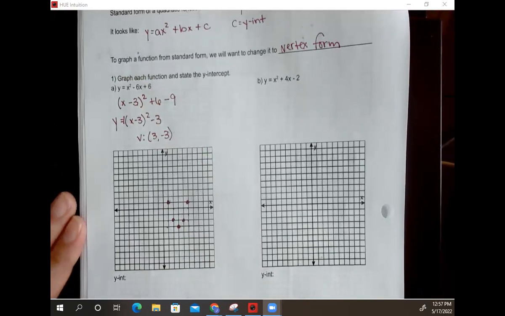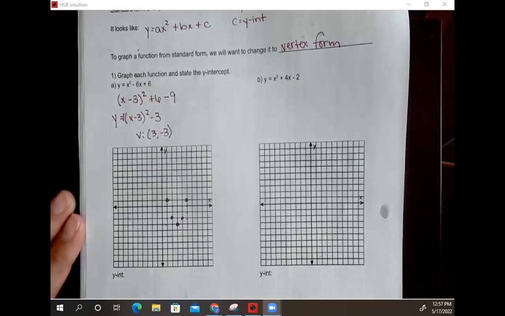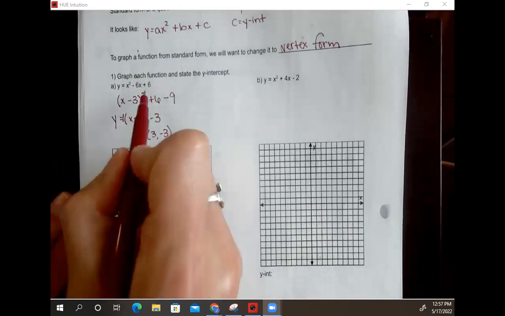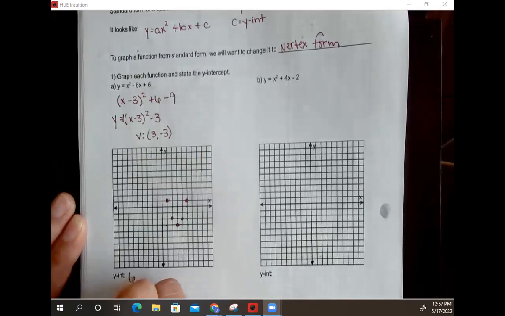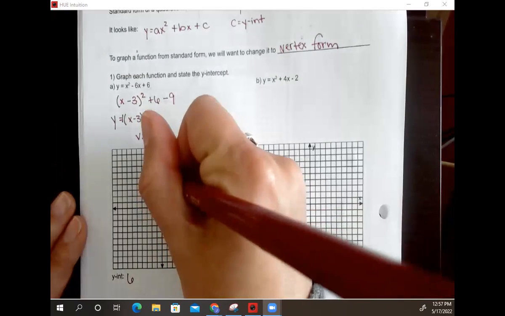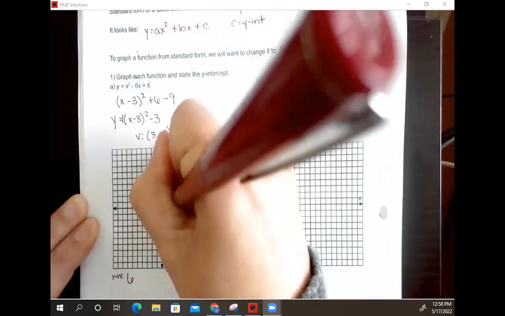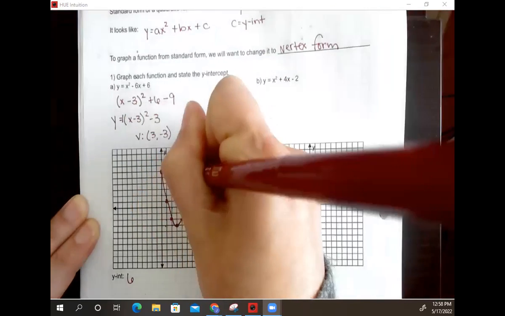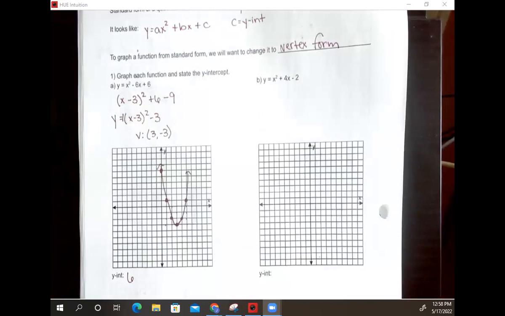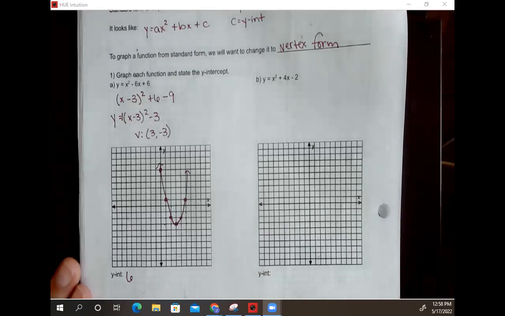I also know, because I had standard form to start with, the y-intercept for this function. So I've got the vertex and I use that to graph. What was the y-intercept for this thing? 6, yeah, that guy right there, 6. So if I wanted, I could also plot the y-intercept. 1, 2, 3, 4, 5, 6. And then connect our points. So we have our sketch of our parabola. Questions for me so far?